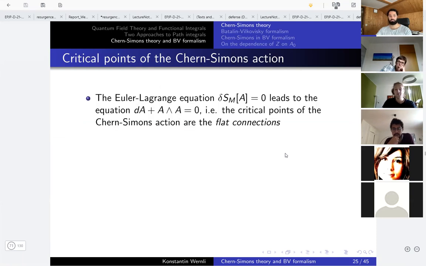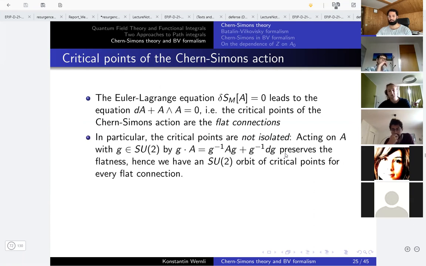So what are the critical points? Remember, we want to sum over the critical points, right? The critical points of the Chern-Simons action functional are the flat connections. In particular, the flat connections are not isolated in the space of fields. If I have a flat connection, I can act on it with a group element and I'll get another flat connection. That means that whenever I have a flat connection, I have an entire orbit of flat connections passing through it.